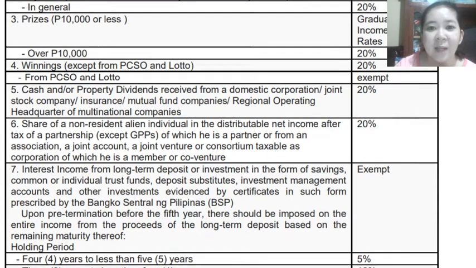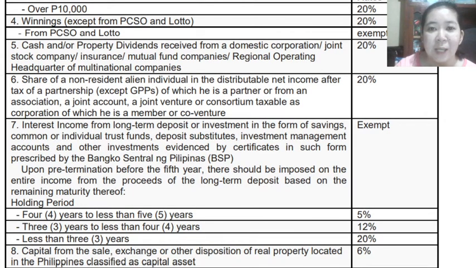Another item is if the taxpayer has a share of a non-resident alien individual in the distributable net income after tax of a partnership, except for a partnership of professionals, of which he is a partner, or an associate, or has a joint account or a joint venture, or a consortium taxable as a corporation of which he is a member or co-member.